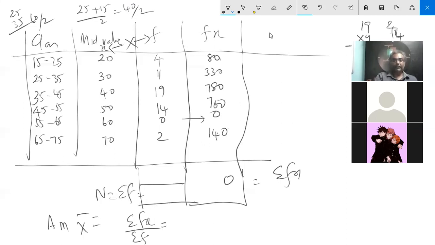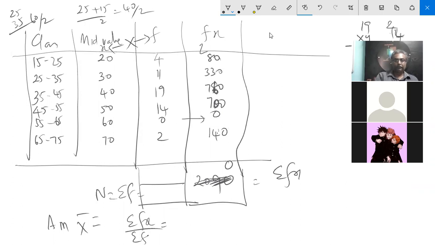Then 4 plus 6, 10. 10 plus 8, 18. 18 plus 3, 21. 21 plus 8, 29. 2 plus 3, 5. 5 plus 7, 12. 12 plus 7, 19. 19 plus 1, 20. Oh, this is only 700. That means you have to reduce. You have to calculate again. 19 into 4 also 760. This is 760.